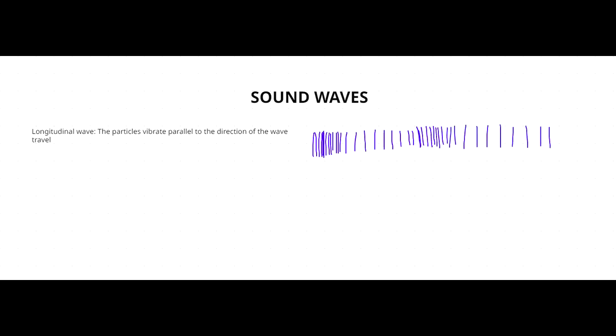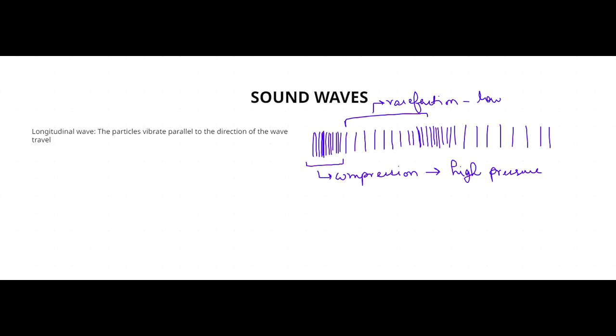Now, we had discussed that this is the compression. Compression is an area of high pressure. The reason it's an area of high pressure is because all of the air molecules, or whatever the medium is, whether the sound is traveling through water or air, are all pushed together. So that creates a high pressure. Then we have a rarefaction. A rarefaction is an area of low pressure. That is because the particles are all spaced apart from each other, far away from each other.